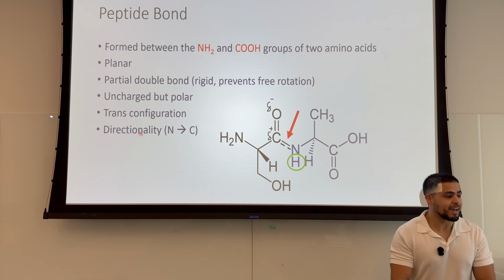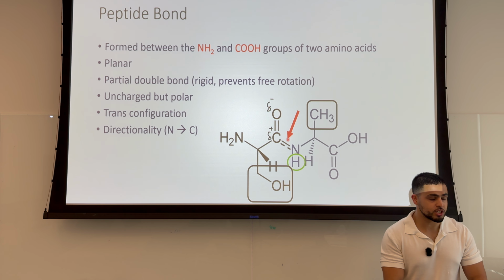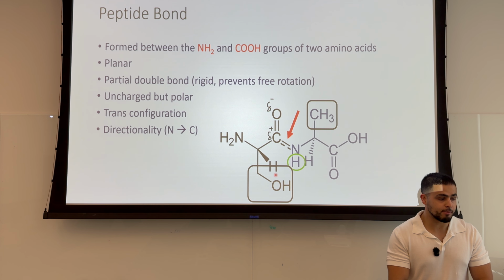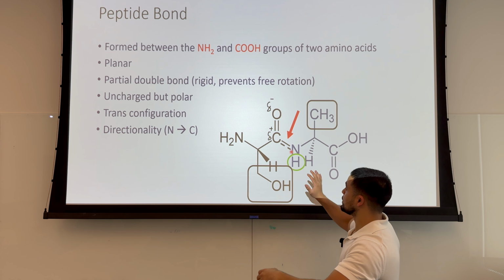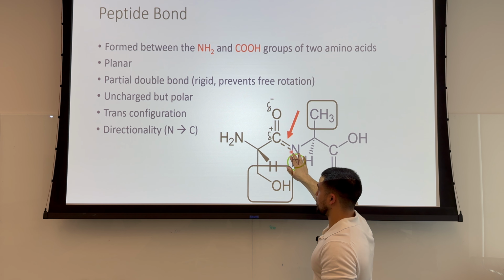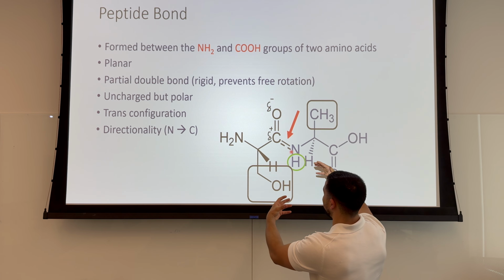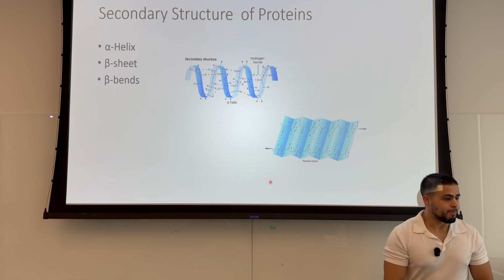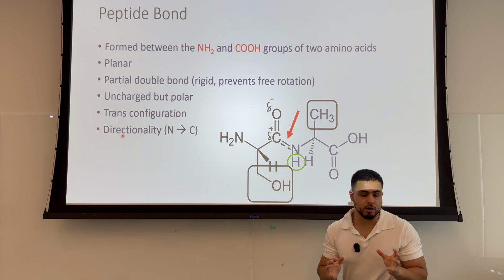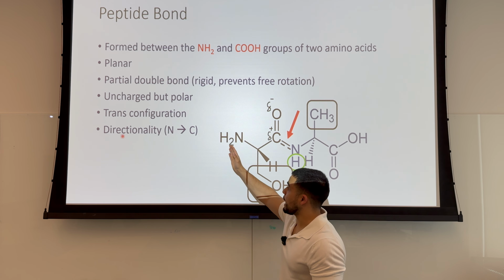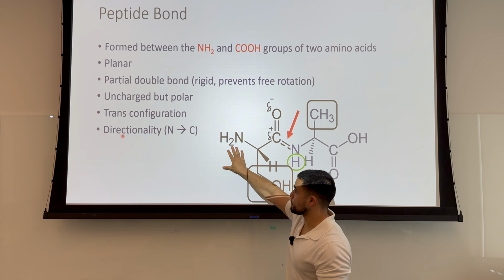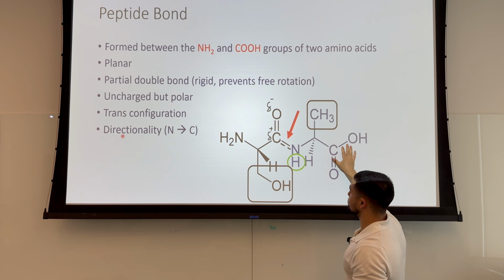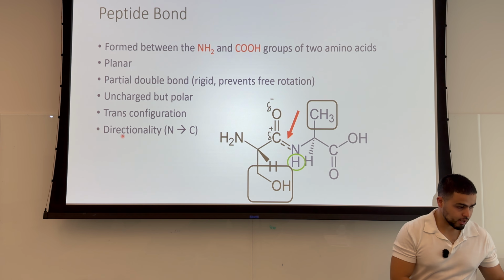Next, we have the fact that these peptide bonds are typically in the trans configuration, meaning that the side chains of the amino acids will be on opposite sides of this peptide bond. And that's because you don't want to have two bulky groups on the same side. And then finally, by convention, the peptide bond is read from the N to C terminal. So the N terminal is the amino terminal, and the C terminal is the carboxyl terminal.